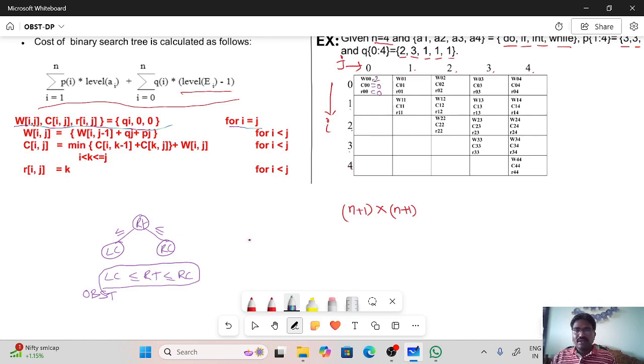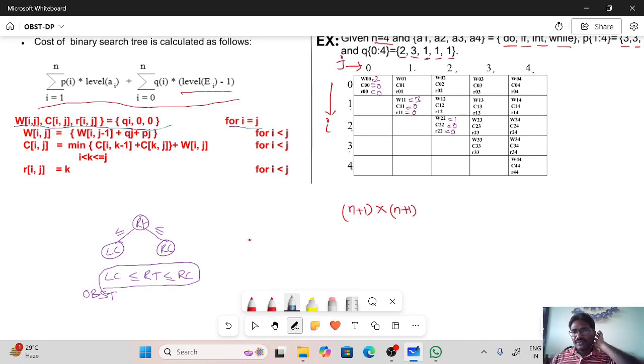In the same way for W11, C11, R11, because that is our initial case. The initial case is where the difference between j and i must be 0. So for 1 1, R11 is 0, C11 is 0, W11 is the Q1 value, nothing but the Qi value. What is our i? 1, nothing but 3. In the same way for 2 2, R22 is 0, C22 is 0, W22 is nothing but Q2. So this is Q0, Q1, Q2. What is Q2? 1.